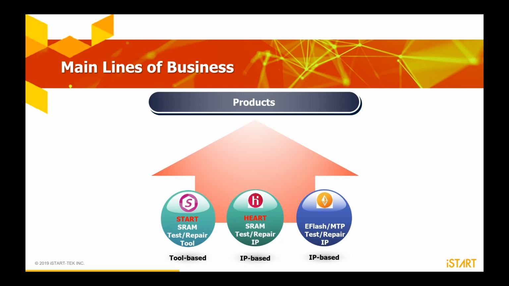This slide shows you our major product lines. The first is the tool-based product line for SRAM testing and repairing. Next is IP-based SRAM testing and repair, since some customers need to customize their SRAM testing and repairing IP. The final product is the non-volatile testing and repair IP. Using these tools, we believe our customers can improve their SoC product yield rate.